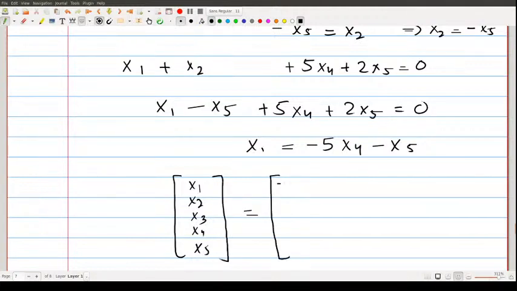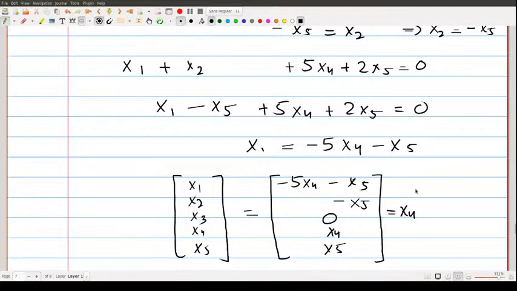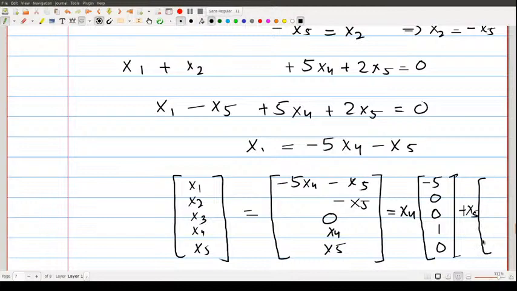So any solution in this null space with entries x1, x2, x3, x4, and x5 has the following form. The first entry is minus 5x4 minus x5. The second entry is just minus x5. The third entry is 0. The fourth entry is a free variable. The fifth entry is a free variable. And I can break this down into two vectors: x4 times (minus 5, 0, 0, 1, 0) plus x5 times (minus 1, minus 1, 0, 0, 1).